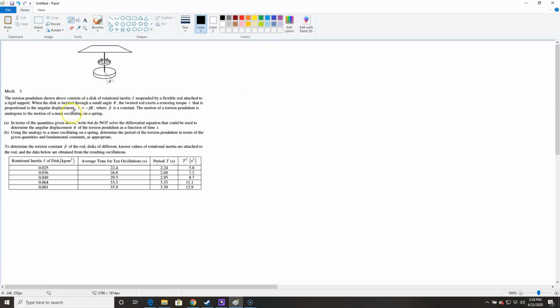So we have this wonderful torque equation here. Torque is negative beta, which is a constant, times theta. We also can conclude that the summation of torques is I alpha, and there's only one torque present. So we could say I alpha equals negative beta theta. Well, how am I going to get a differential equation out of this? It's going to come from the angular acceleration alpha. Alpha is the second derivative of theta.